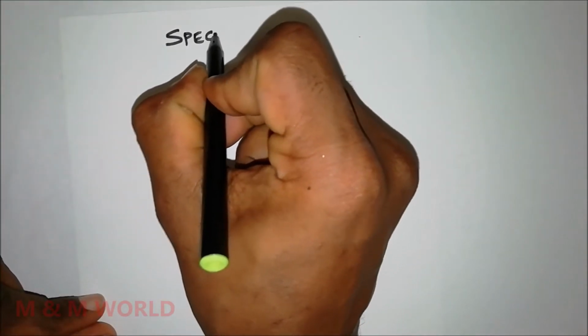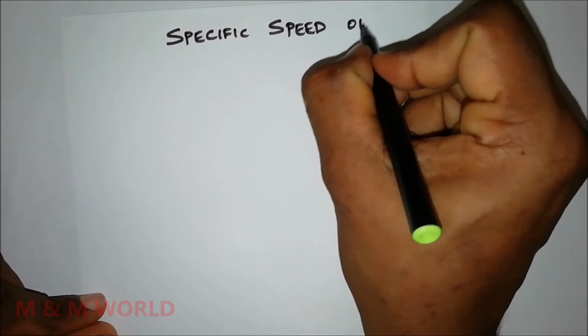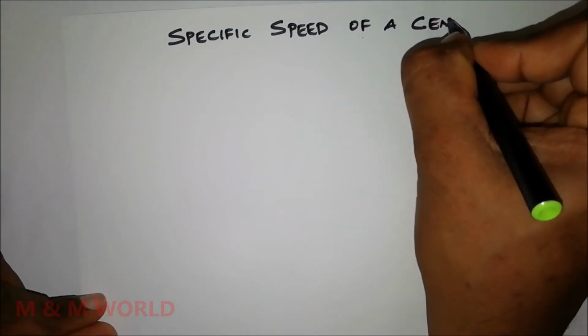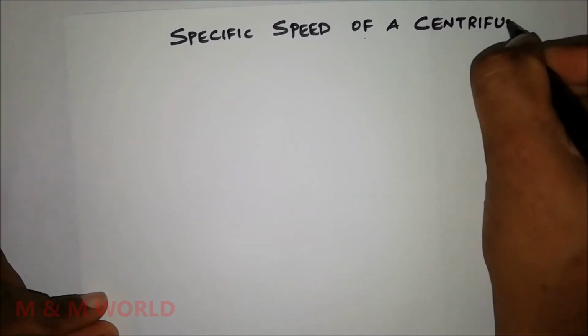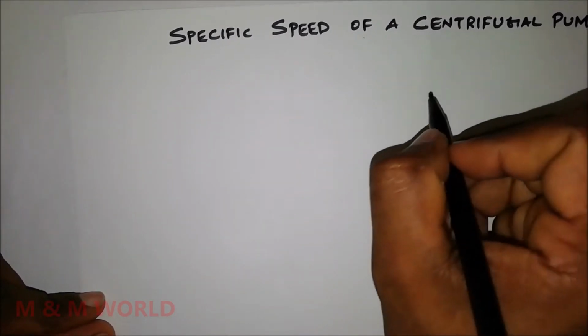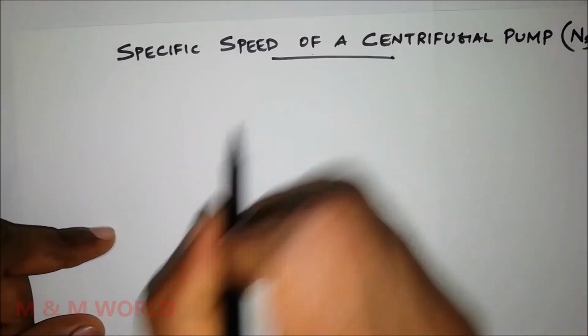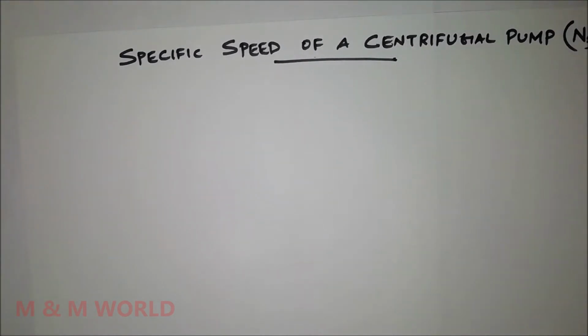Specific speed of a centrifugal pump, represented by Ns. The specific speed of a centrifugal pump is defined as the speed of a geometrically similar pump which would deliver 1 cubic meter of liquid per second against a head of 1 meter.